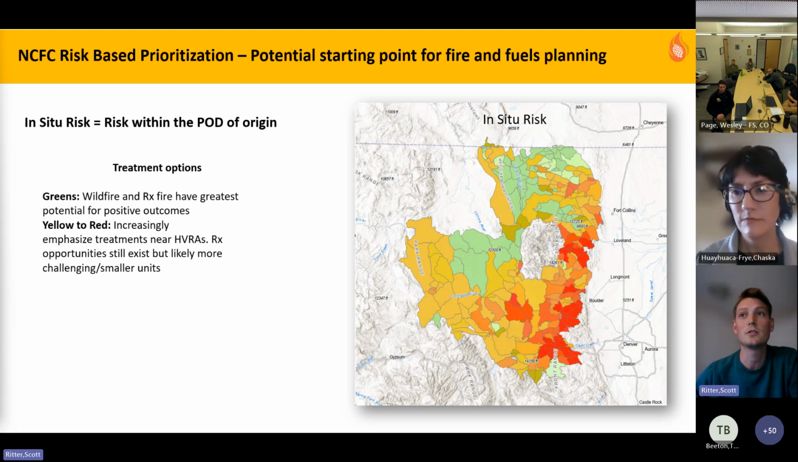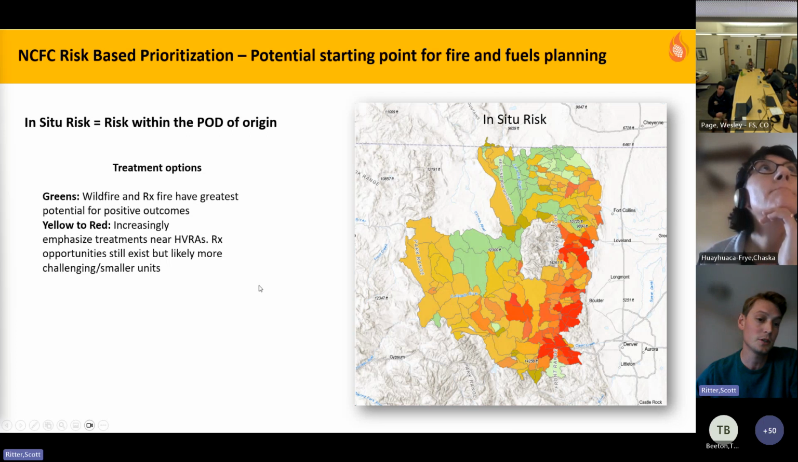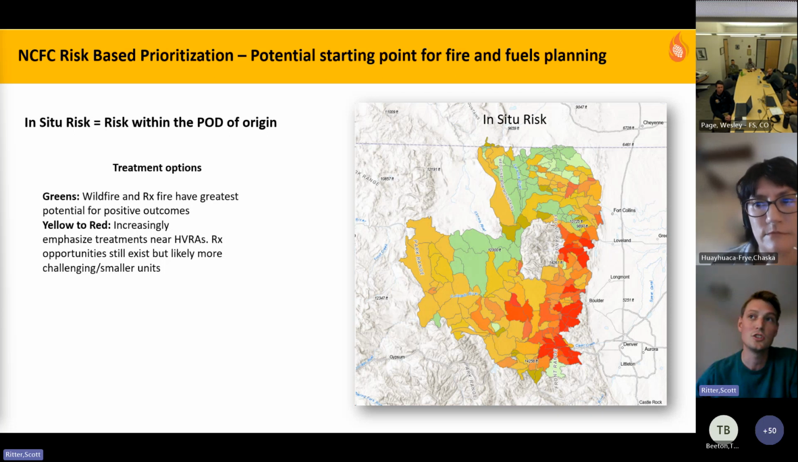And so, thinking about your potential treatment options, in some of those yellow or red pods, that might be a trigger to emphasize treatments that are really close to your values at risk, to try and reduce that in situ potential impact. And also just to note that pods are variable. Just because a pod is red, there are certainly still potential prescribed fire opportunities, but it is likely that it's going to be more challenging, and your prescribed fire units might just need to be smaller and very strategically placed to work around some of the places that you won't be able to apply fire to the landscape.